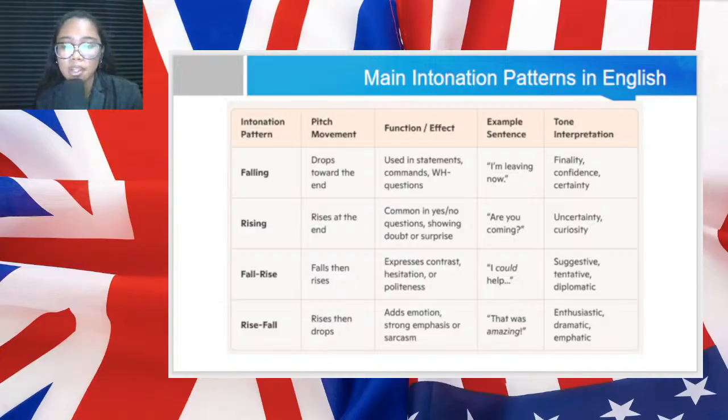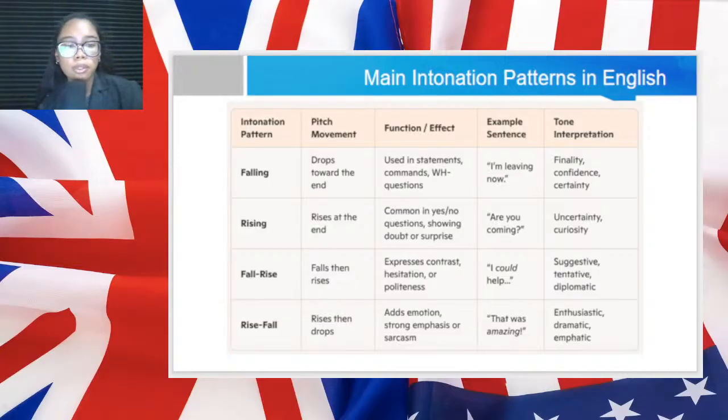Next, fall-rise intonation. This is a bit more complex. Your voice falls first and then immediately rises within a word or phrase. It's like your voice takes a small dip and then bounces back up. So we use this for several nuanced situations. It can express contrast, implying this, but also that.